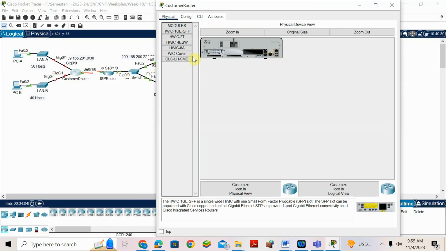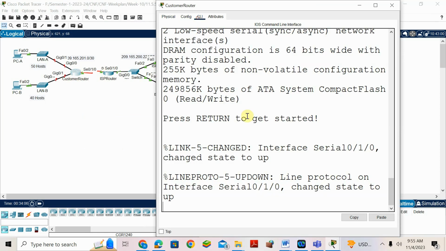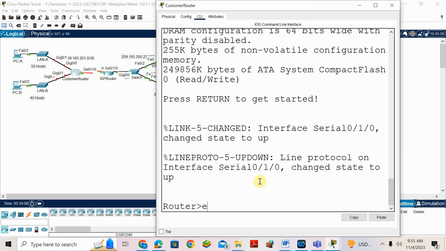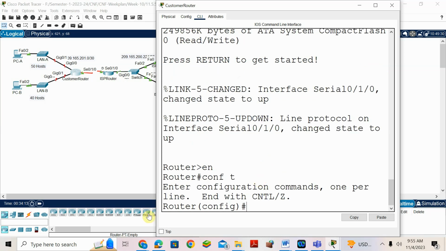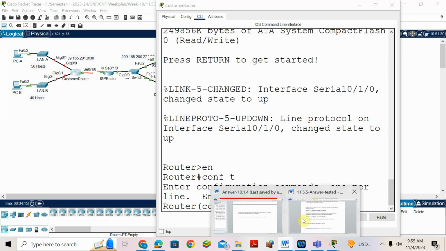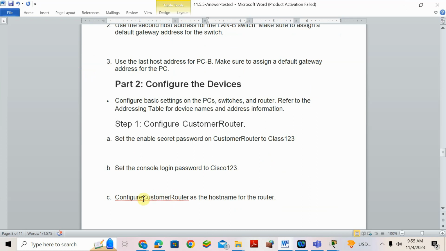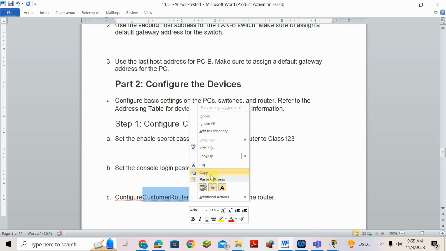Customer router, which one do you have to choose? CLI. Okay. Enable first command, configure terminal. Now what is the host name they gave? Customer router as host name. So the same host name I will copy.